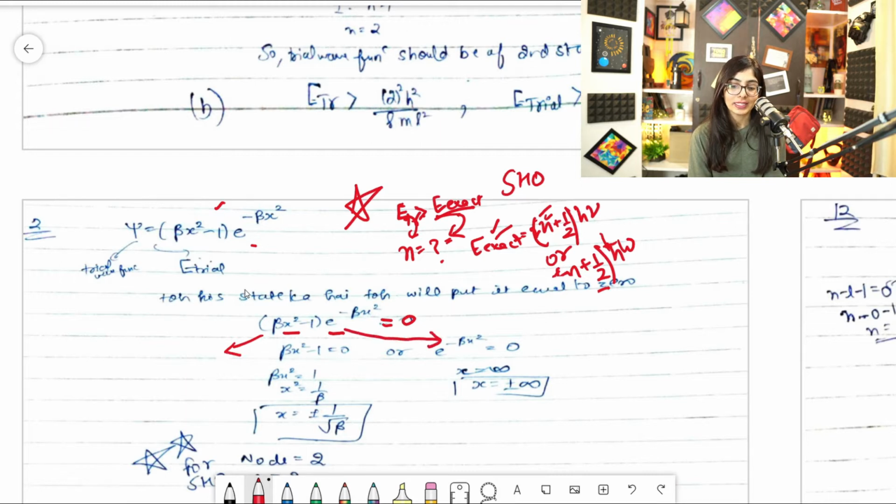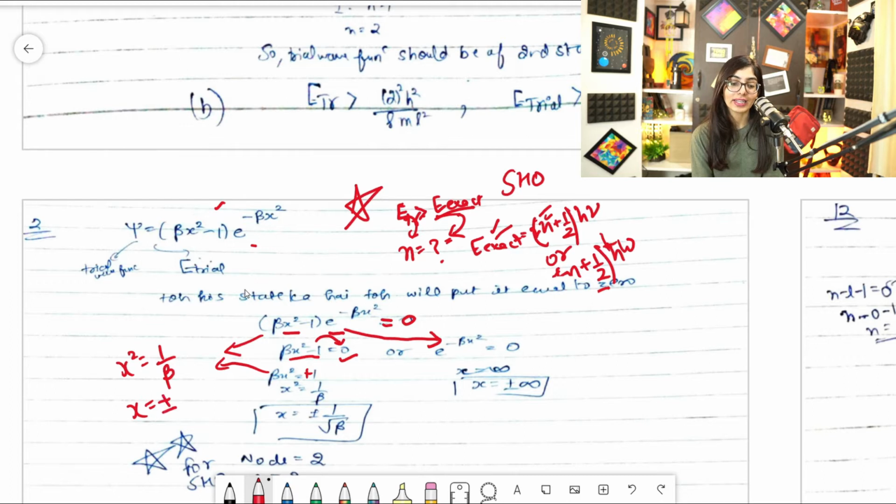So first I'll take beta x square minus 1 is equal to 0, and it is beta x square. So this 1 will go to the other side, it would be plus 1, and this x square is equal to 1 by beta. Fine. And this x would be plus minus.